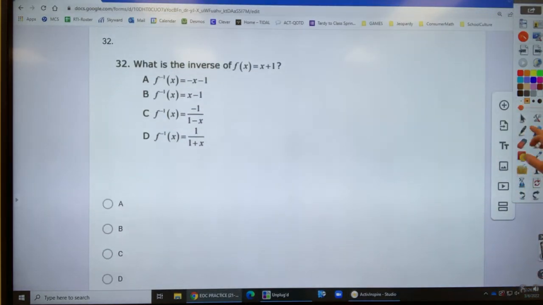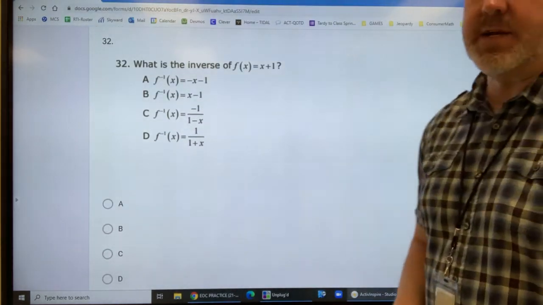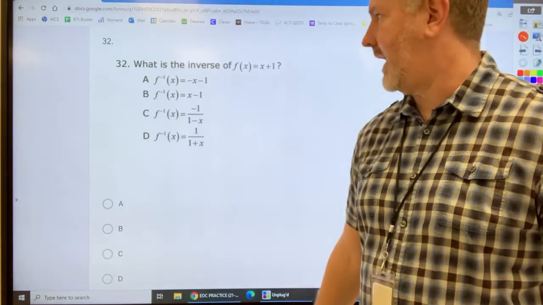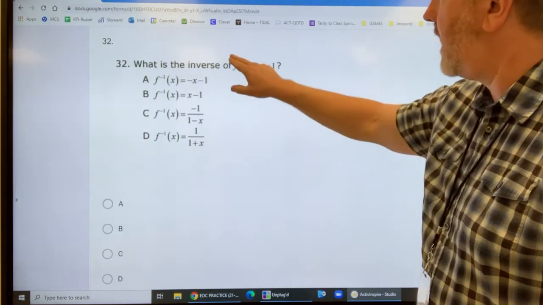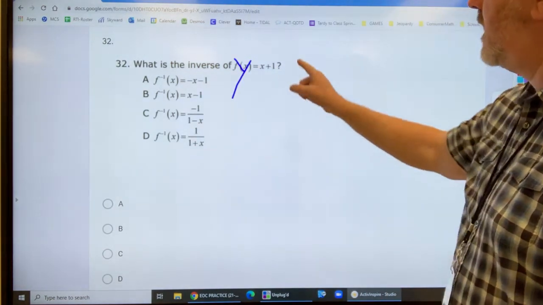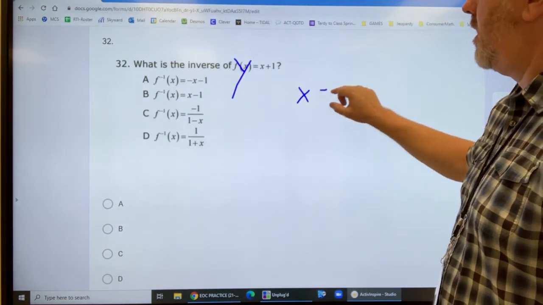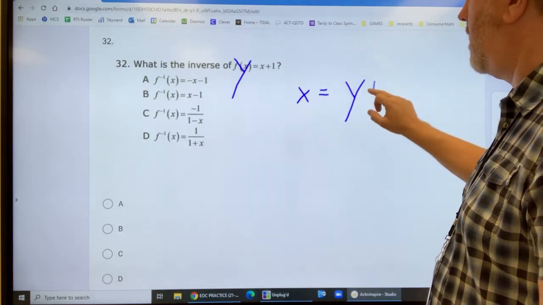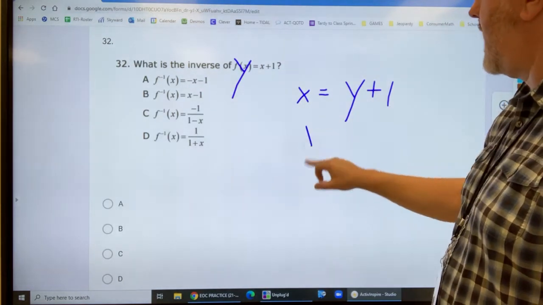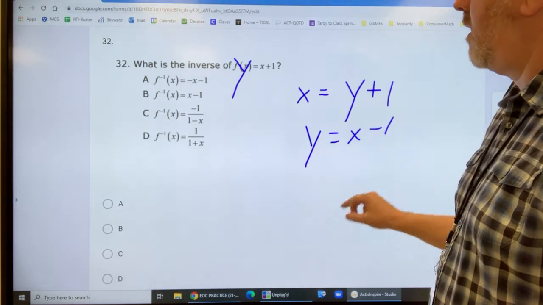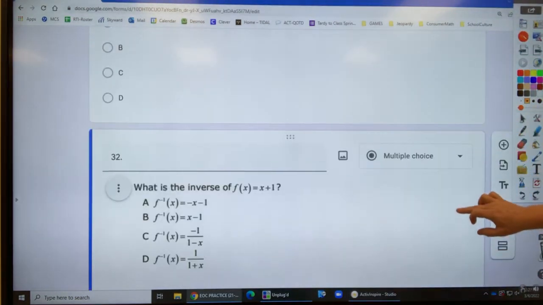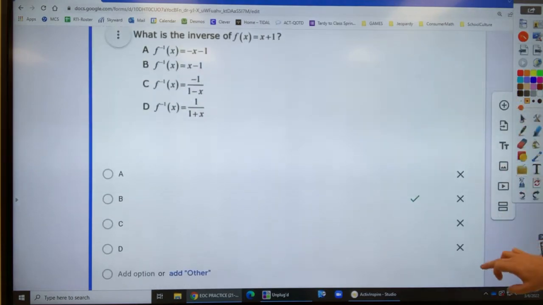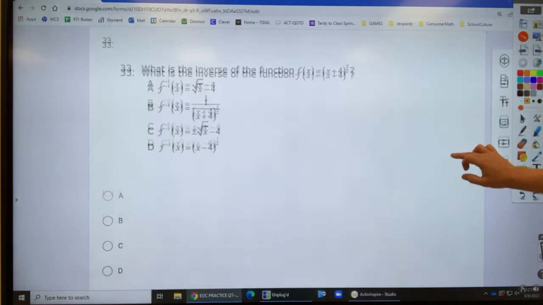32, inverse. We're doing a little bit of inverse. Just to remind you, inverse, we're just switching the x and the y, okay? But, of course, you gotta have a y in order to switch the x and the y, and the y is the same thing as that f of x. So now let's switch them. Now, let's get it in y equals form. B. There it is.